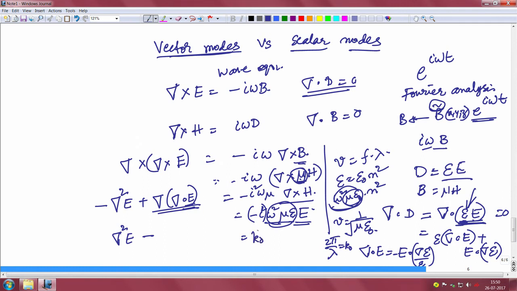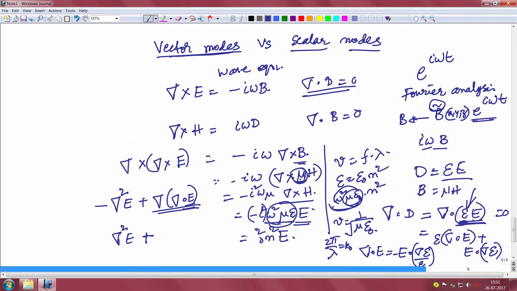So, this becomes just k 0 square n square multiplied by E. So, I will replace this here, and a minus sign is there here. So, this becomes plus, or there is a minus sign here and minus sign here, there is a plus sign here.